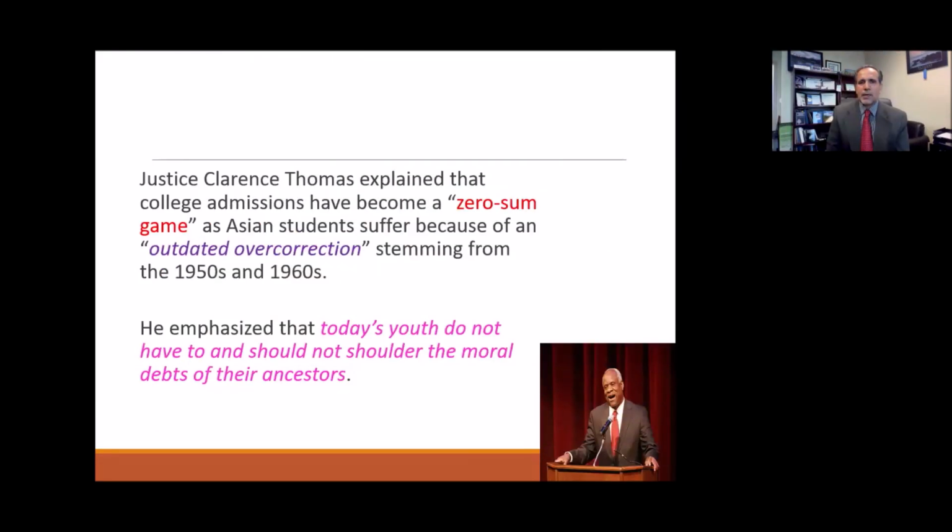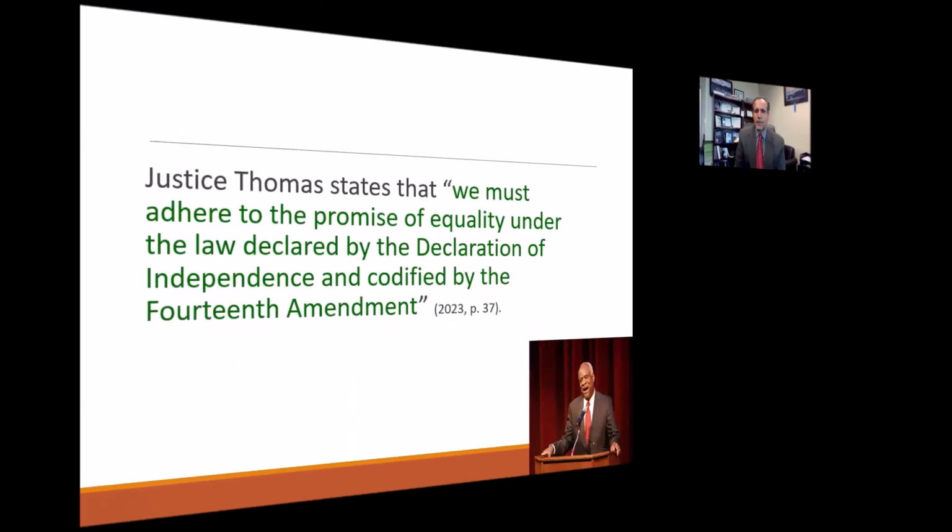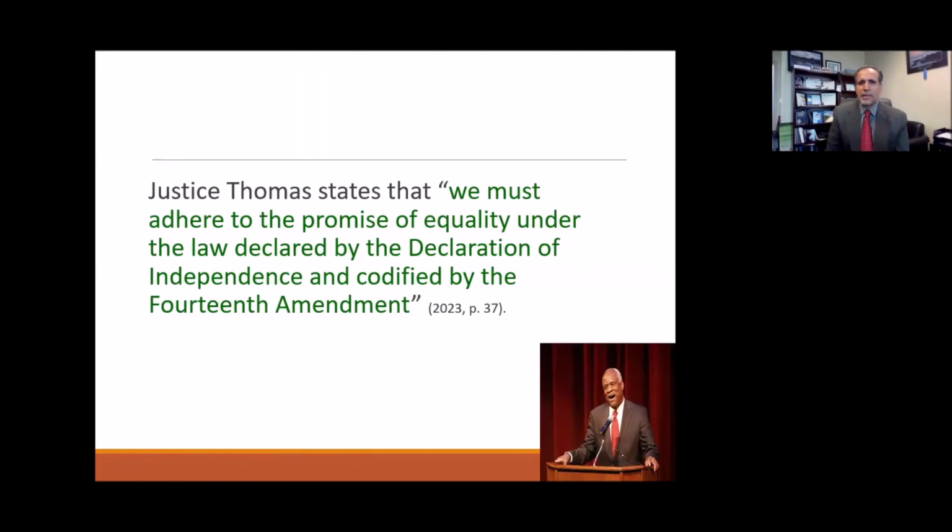Justice Thomas explained that college admissions have become a zero-sum game as Asian students suffer because of an outdated overcorrection, which stems from the 1950s and 1960s. He emphasized that today's youth do not have to and should not shoulder the moral debts of their ancestors. He also mentioned that we must adhere to the promise of equality under the law declared by the Declaration of Independence and codified by the 14th Amendment.